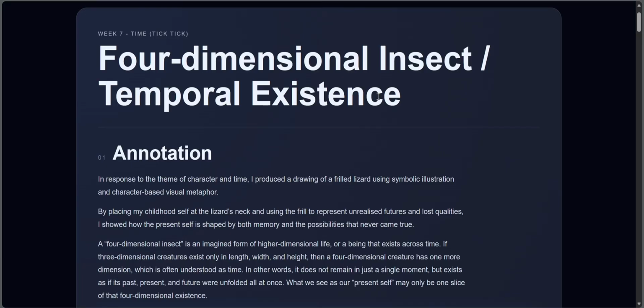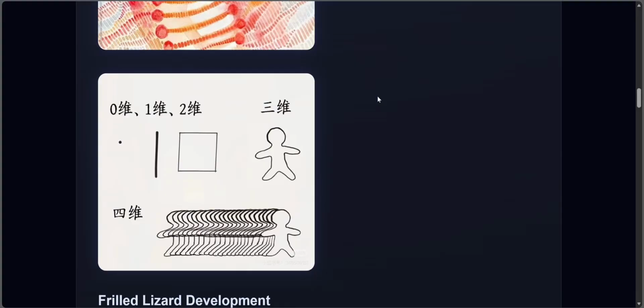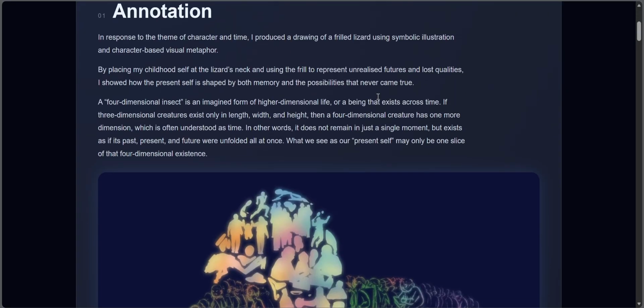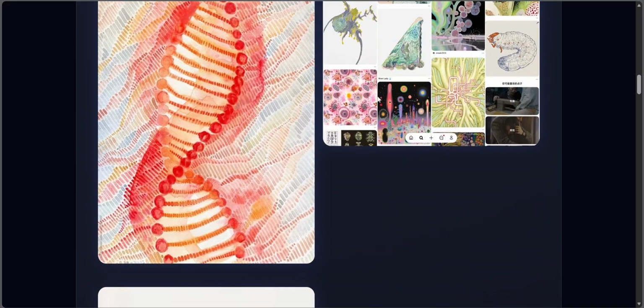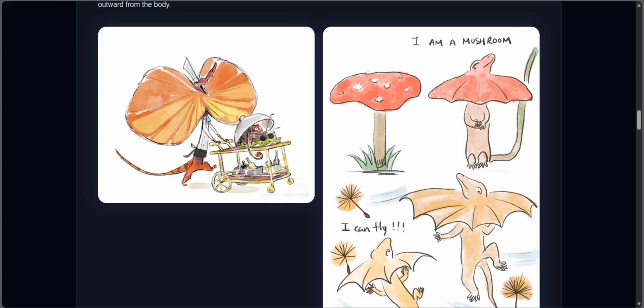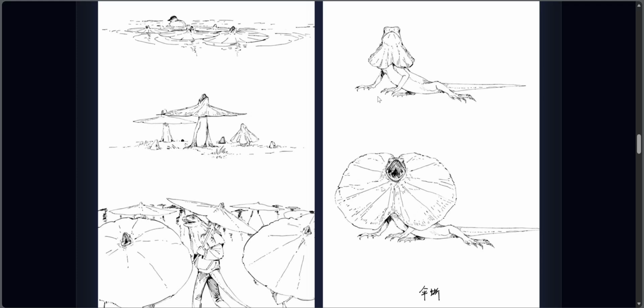The core inspiration came from the concept of a 4-dimensional insect. In other words, I was thinking about what life would look like if it was not just one moment, but a continuous existence across time. In this work, I placed my childhood self near the neck of the lizard, and used its expanded frill to symbolize unrealized futures and lost possibilities.